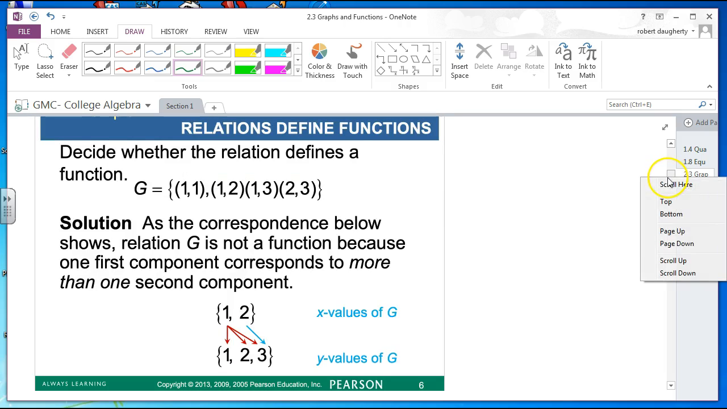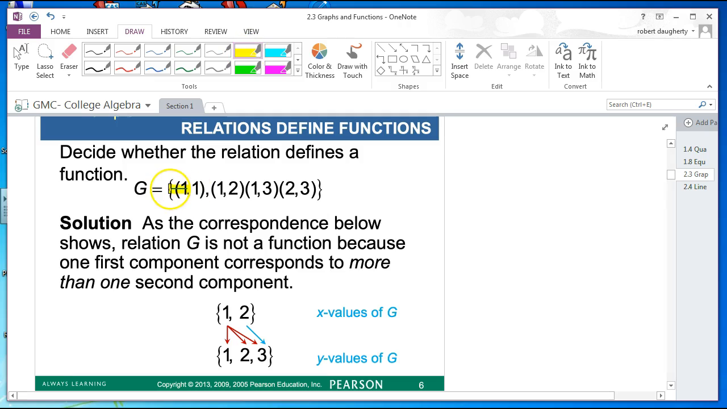Now let's look at the next one here. Is this a function? What I'm looking for is repeated x values, and I see them right there. I'm getting three different y values for the x value of 1. This is not a function.